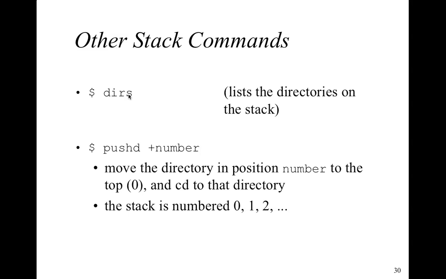Other stack commands: dirs lists the directories on the stack. So if we type in dirs, we can actually get the directory number. We can push D to a number, which is not like the normal stack behavior, but if we know we're third in, we can go push D3, and we can get to the directory location that we're looking at that's on the stack. Why do you want to do that?